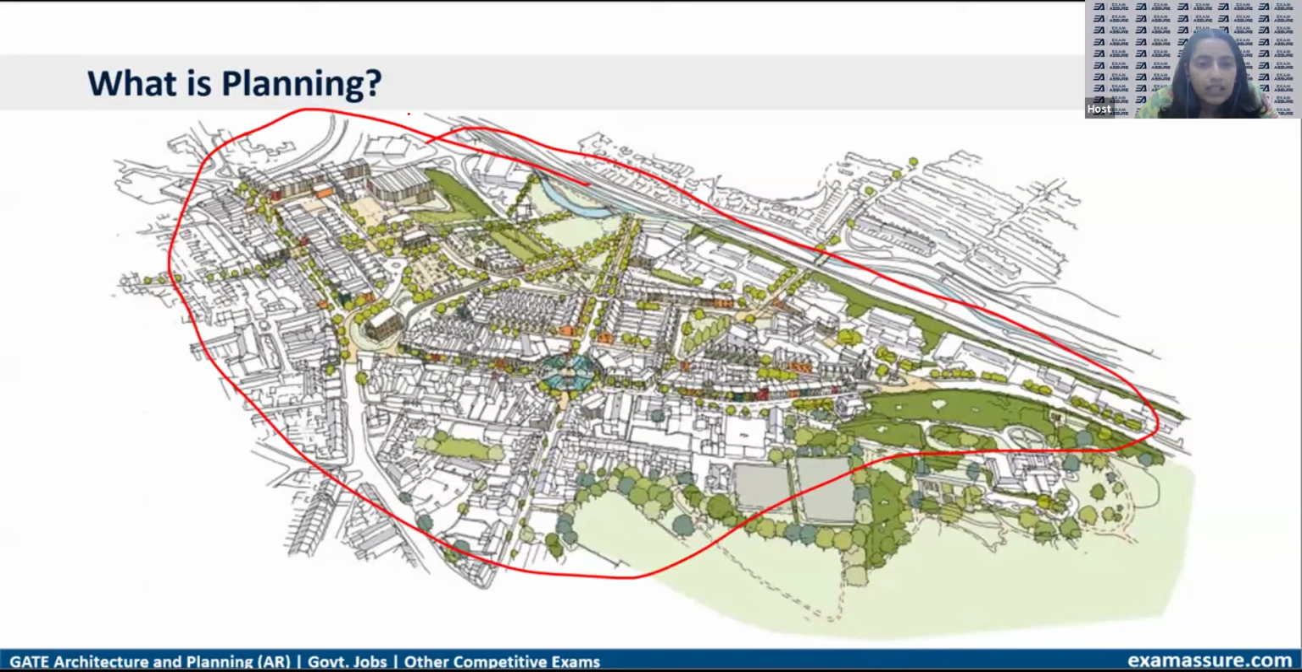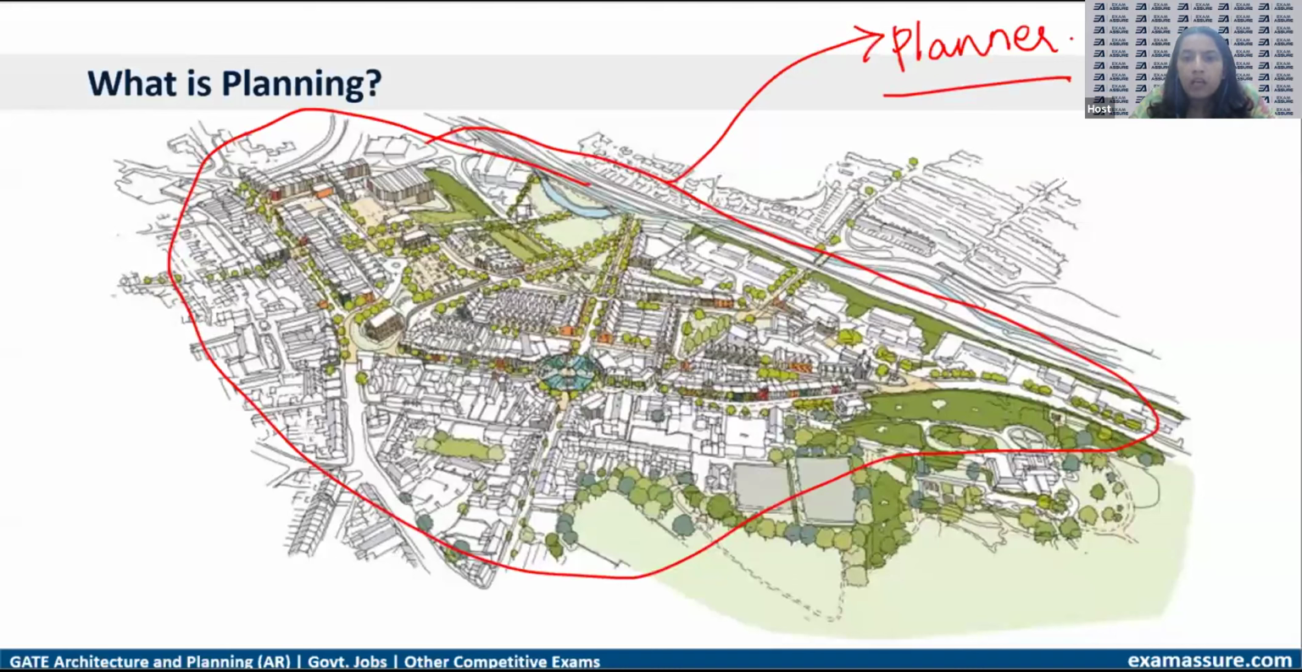Whereas for an architect, what is going to be the role? Can anybody tell me? Yes. The architect is going to design at a smaller scale, or rather, can I say who is going to design these individual buildings that you have, right? Or maybe let's say this individual building. So it's going to be your architect.